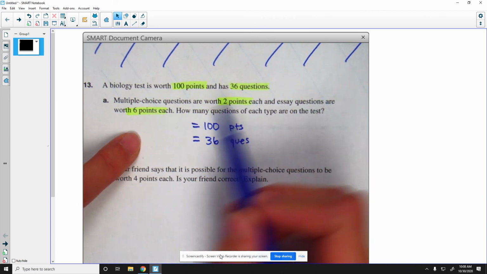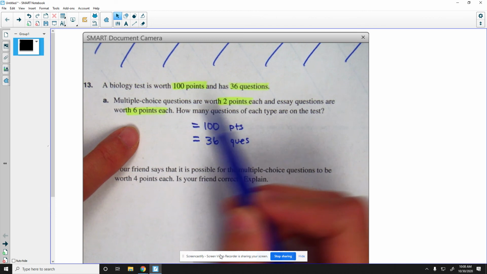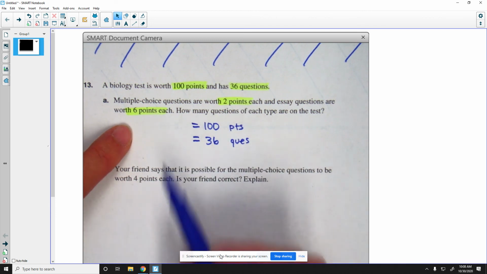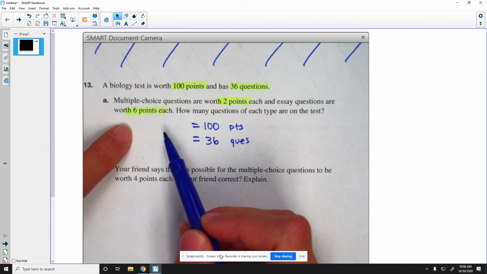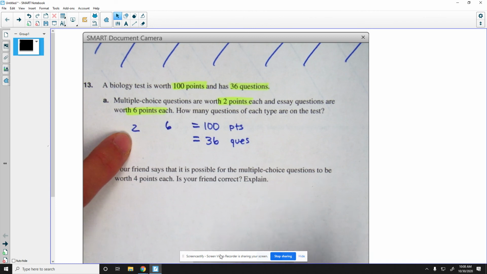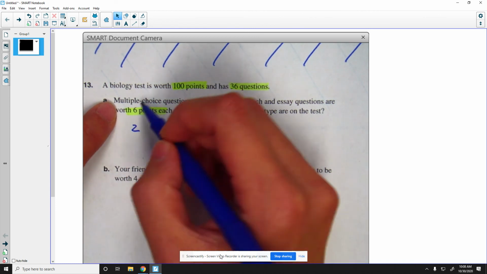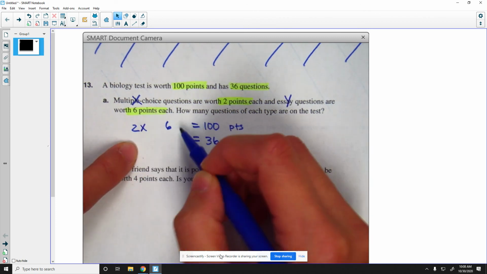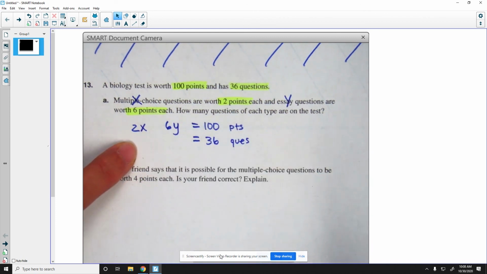Now I have 2 points, 6 points. Points and points and points. So does it go on the top one or the bottom one? Top one, because it's points, right? Points goes with points. So 2 points, 6 points, that goes with the top equation. I don't have an X and a Y, so let's just name them. Multiple choice is X, essay is Y. So 2X, 6Y. If you reversed it, that's fine. You would still get the same answer as me, okay?